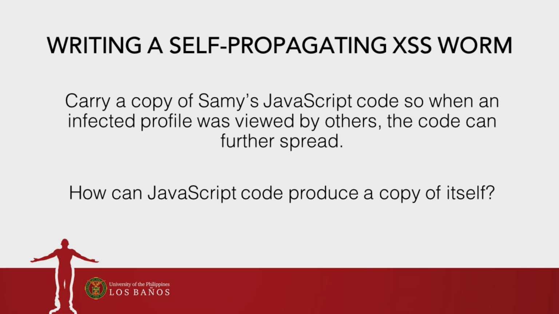Another task in our exercise is to write a self-propagating XSS worm. Using Sammy's worm, not only will the visitors of Sammy's profile be modified, their profiles can also be made to carry a copy of Sammy's malicious code, so when an injected profile is viewed by others, the code can further spread. But the question is, how can JavaScript code produce a copy of itself?